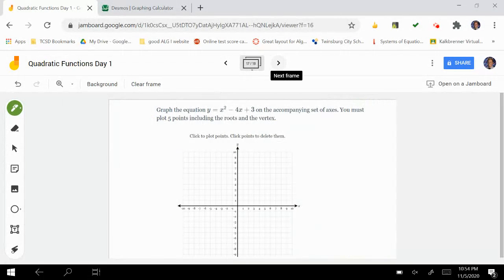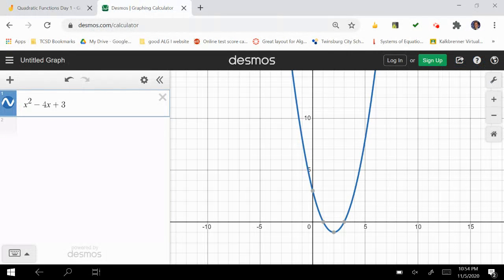Last but not least, graph the equation y equals x squared minus 4x plus 3. So this is in standard form. If we recognize my quadratic term is 1x squared, my linear term is -4x, and my constant is plus 3. You must plot 5 points, including the roots and the vertex. If you are plotting points and graphing, if you've been living under a rock, hello, Desmos, I've already plugged this in. X squared minus 4x plus 3 to just save time. There you have it.